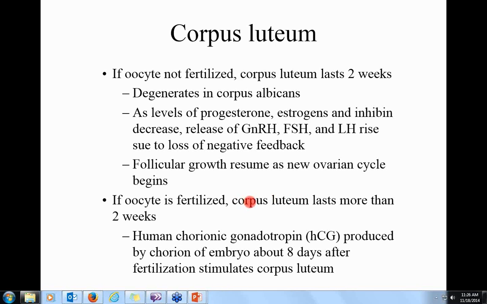Also, the corpus luteum produces human chorionic gonadotropin. This is going to help stimulate the corpus luteum to last longer. This is also the hormone that most home pregnancy tests look for in the urine of females.